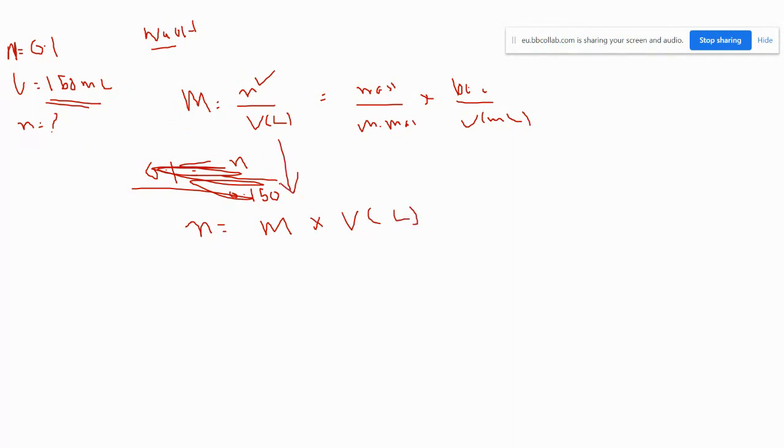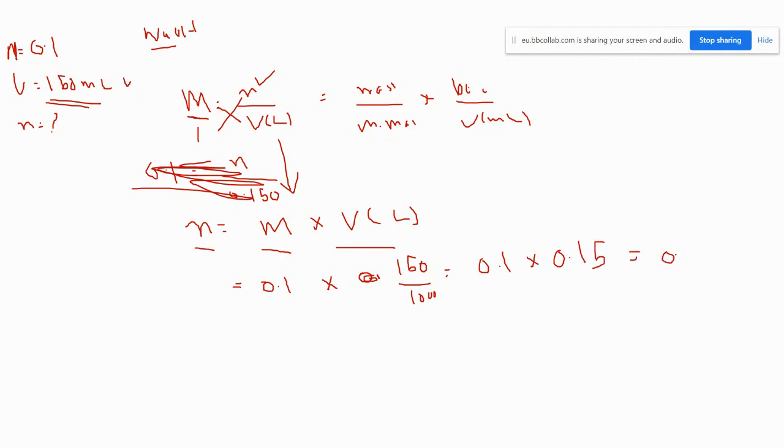Can I say like this? Cross multiplication. We cross multiply. n here, M here. So moles is equal to molarity multiplied by volume in liters. So molarity is 0.1. Volume in liters, but we have volume in milliliters. So what would I do? I will directly change into liters, divided by 1000. I can say 150 divided by 1000. So it will be equal to 0.1 multiplied by 0.15. So it will be equal to how much? 0.015 moles.